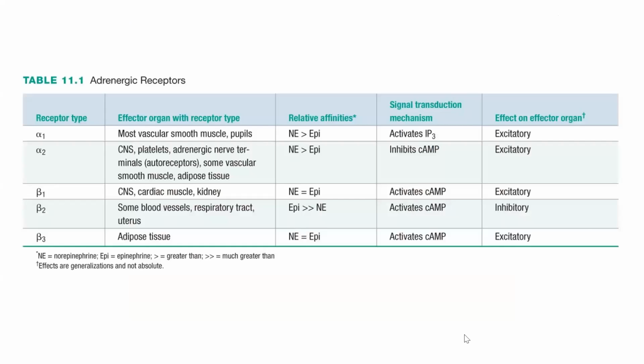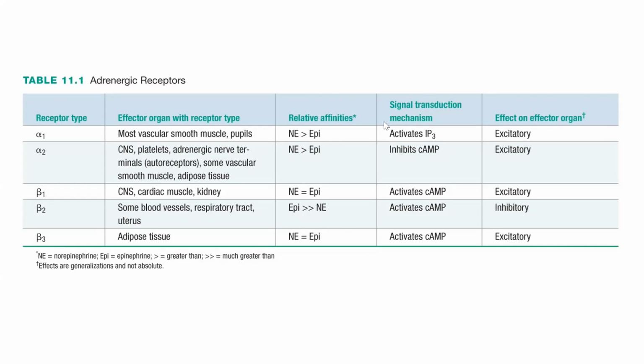Okay, excellent. So let's look at this table here, a really, really important table. I think it's helpful for you to be able to recreate this table on your own, from your own understanding. So you should definitely have a good understanding of this table. So the receptor type, what tissue we're going to find that receptor on, and what the relative affinity is for norepinephrine and epinephrine, right? So beta 1 and beta 3 have an equal affinity. Beta 2 prefers epinephrine. All the alphas prefer norepinephrine.